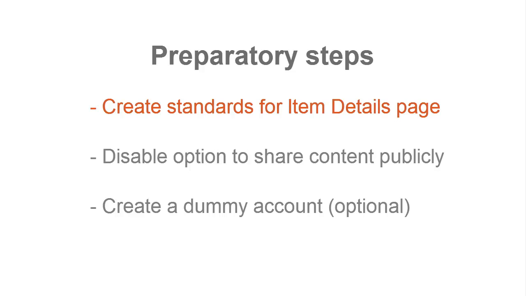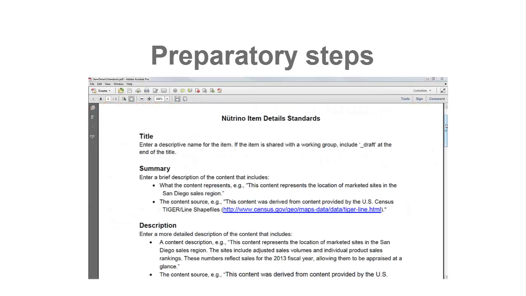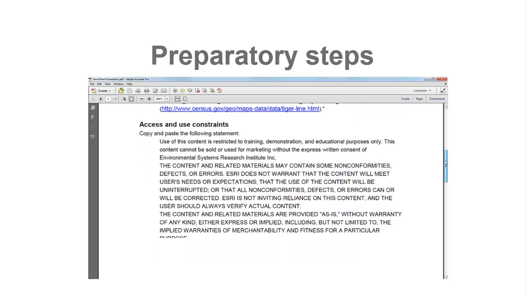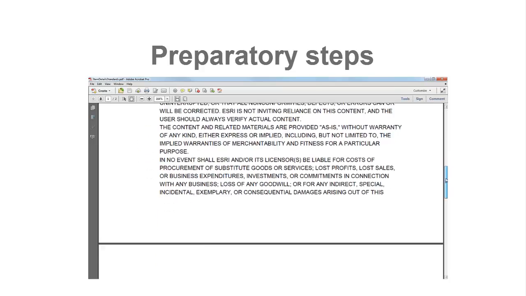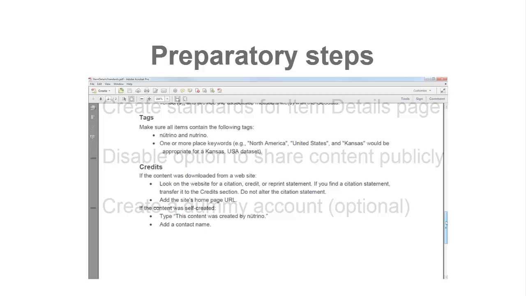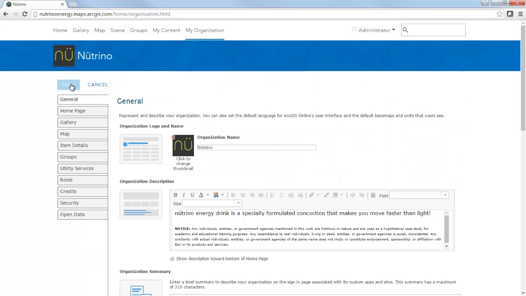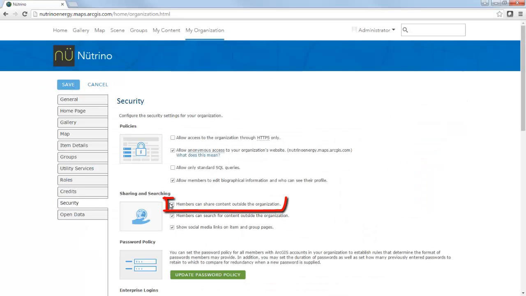First, the administrator will work with the organization to create a set of standards for the item details page. This will include standards for the title, summary, description, access and use constraints, tags, credits, and any of the other fields. Next, the administrator will disable site members' ability to share content publicly. With this option disabled, only site administrators can share content with the public.